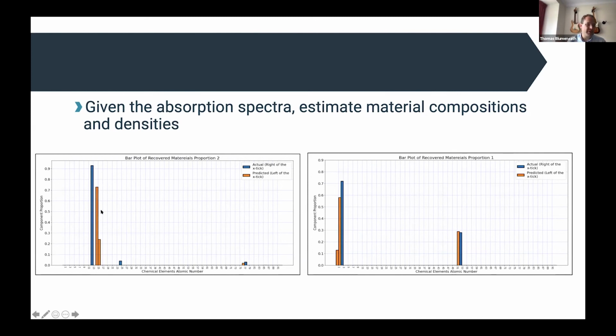On the left, we estimated element 77 fairly correctly, but the other elements aren't, we made mistakes. But again, we make mistakes by picking similar elements.